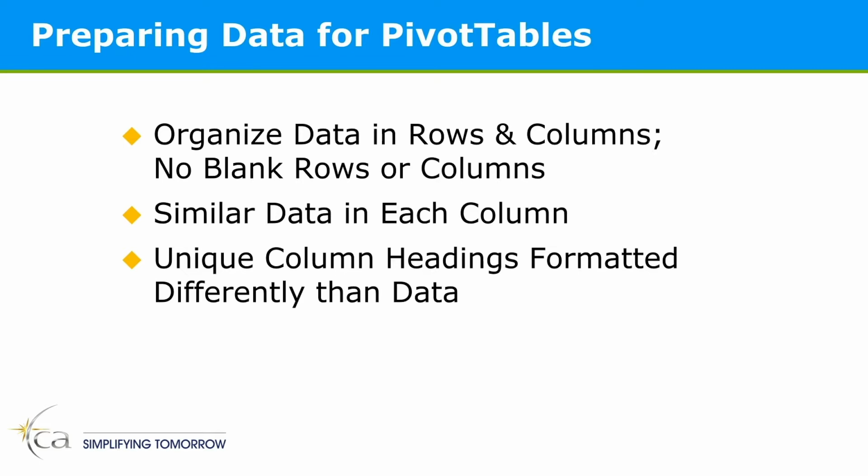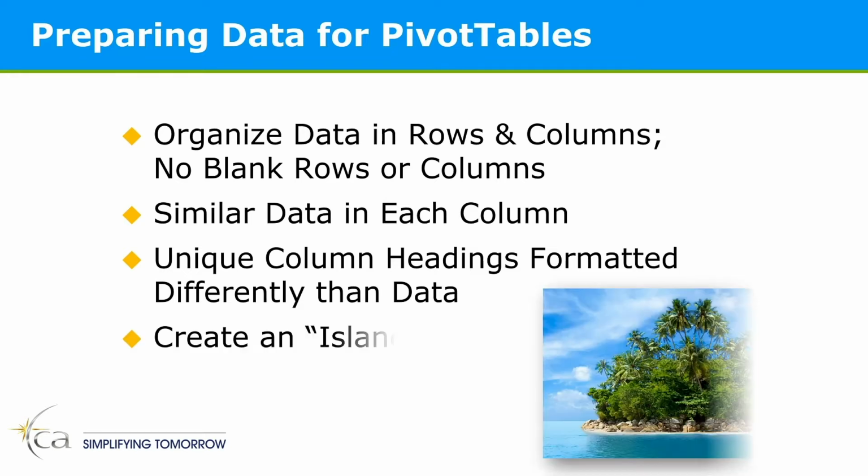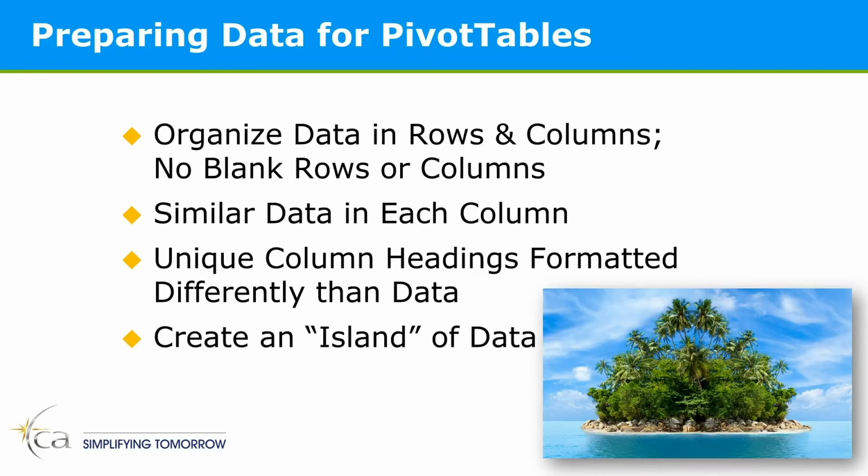This helps Excel to automatically recognize your data set, rather than having to highlight what could be hundreds or thousands of rows. Formatting differences might be something as simple as making it bold or centered. Essentially, what we want to do is create an island of data. And so if there are title rows or other introductory parts of that worksheet, make sure that there's at least one blank row to separate that from the data that you want to analyze with the pivot table.